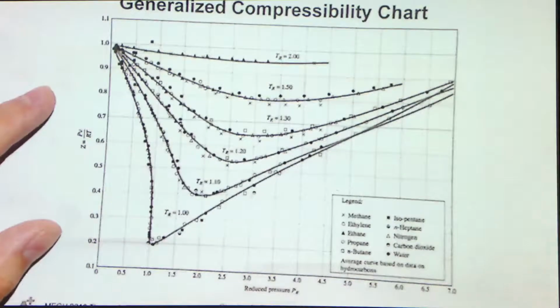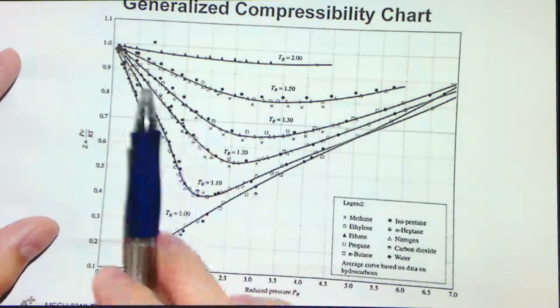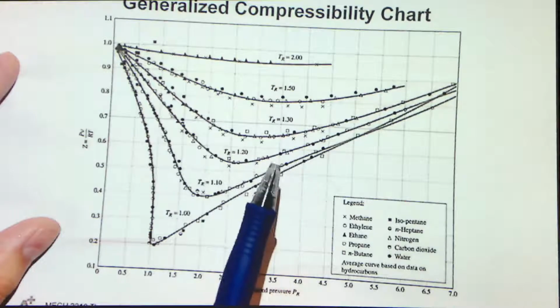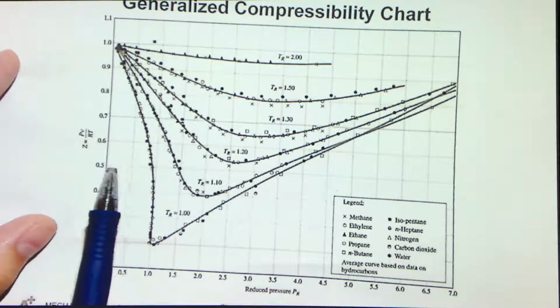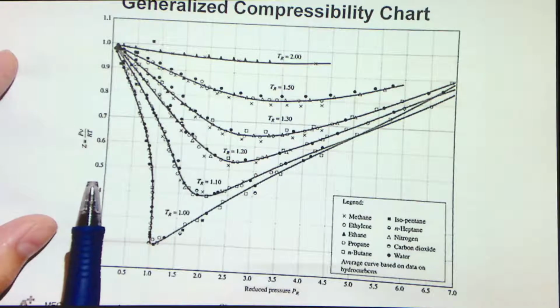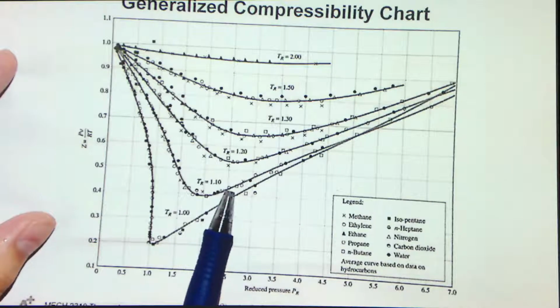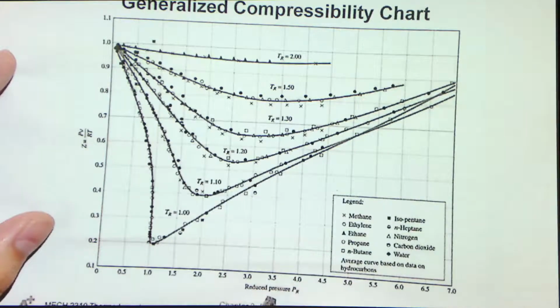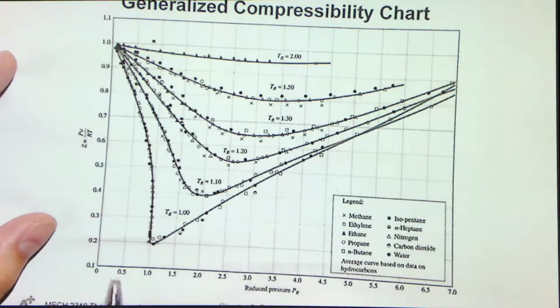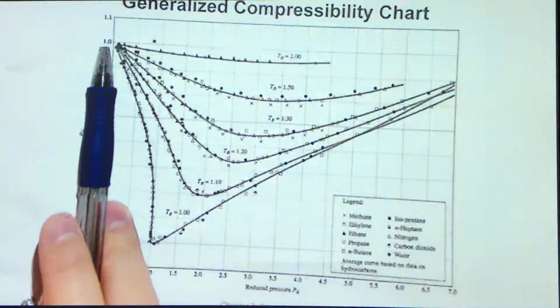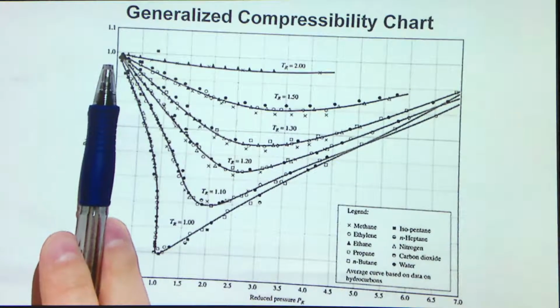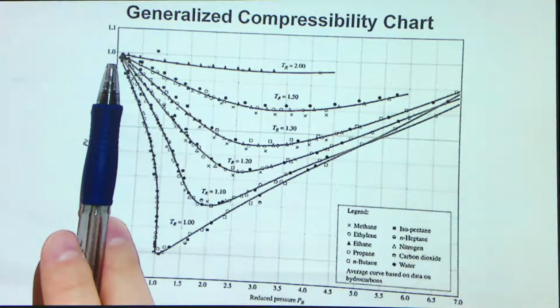Here we have a lot of points showing the actual data of different kinds of gases. For example, here we have methane, ethylene, ethane, propane, etc. The curves are based on the data of hydrocarbons as well as water, and we also have nitrogen in this case. For this chart, we have several approximations. If the reduced pressure is very small, very close to 0, then all of the points go to 1. That means at very low pressure, the gas is very close to ideal gas behavior.